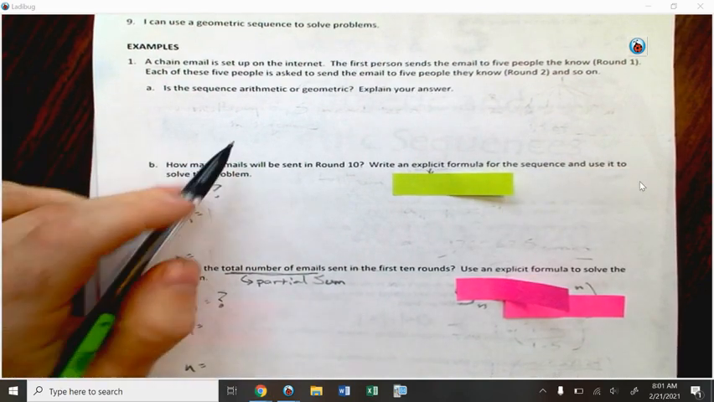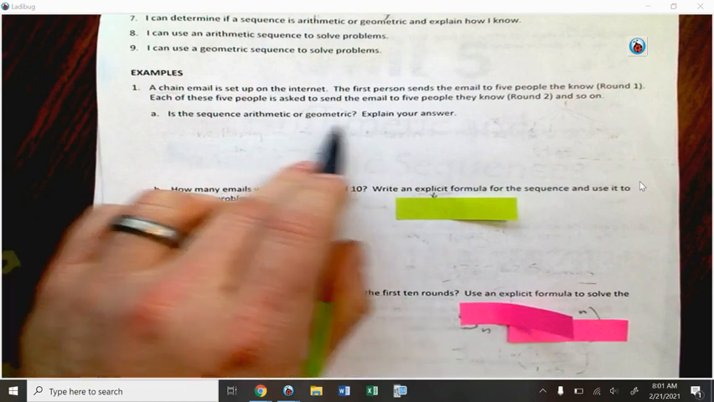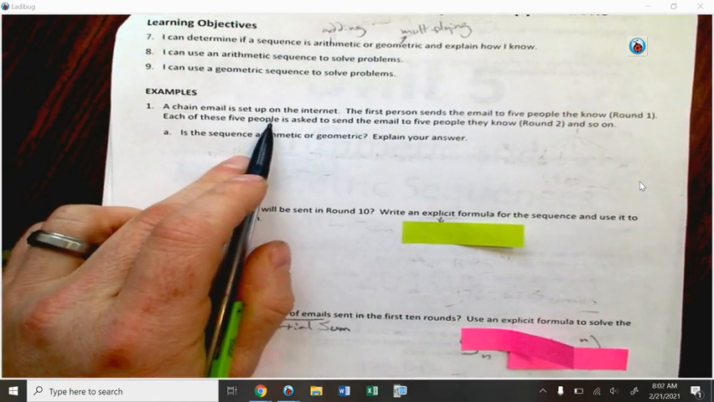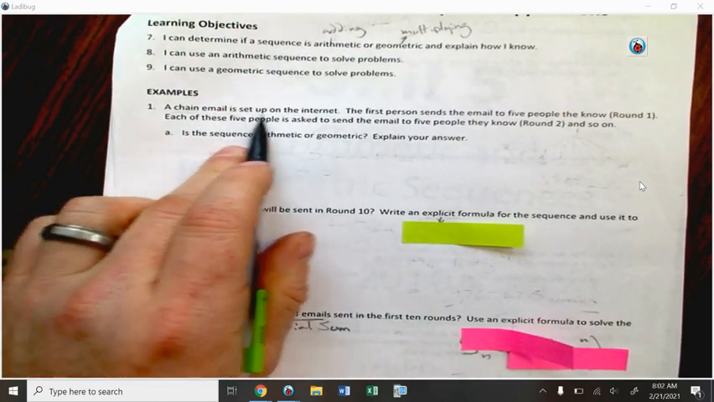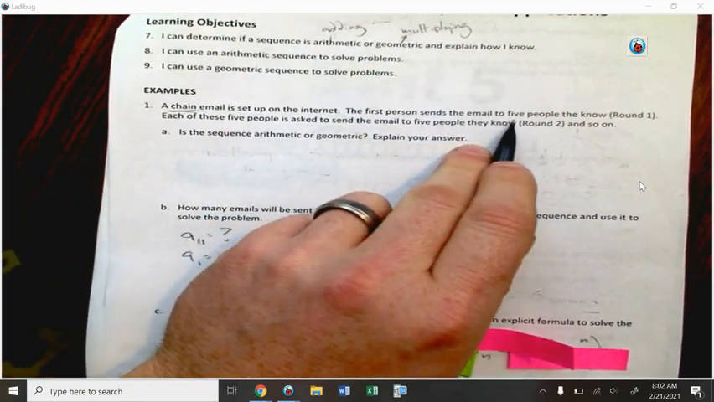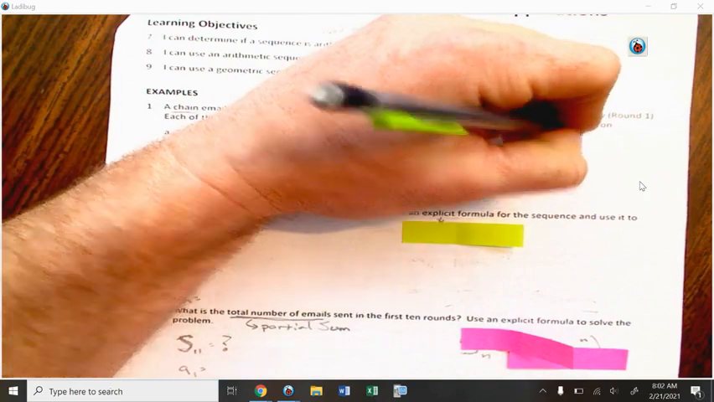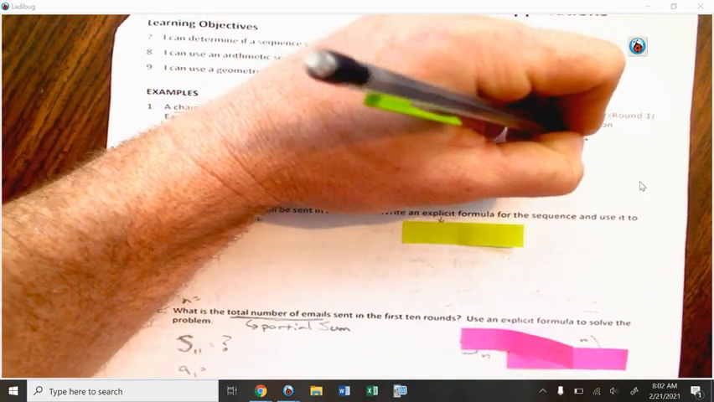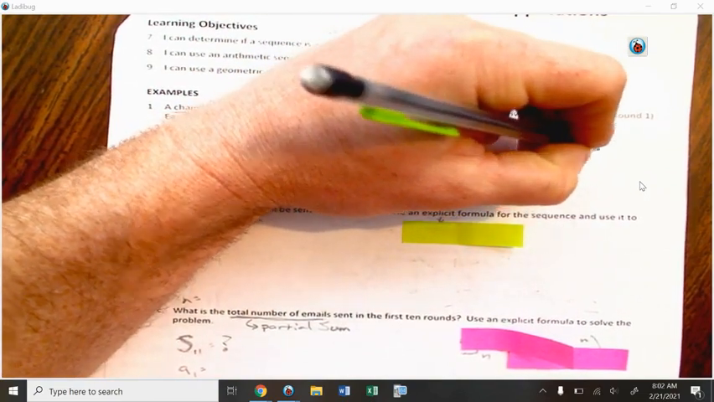Okay, so is this sequence arithmetic or geometric, and explaining this, but first we've got to see what the context is. It says a chain email is set up on the internet, so we've got a chain, and the first person sent the email to 5 people. Okay, so you were one person, we send it to 5 people. So there's 5 people right there. And that's for round 1.